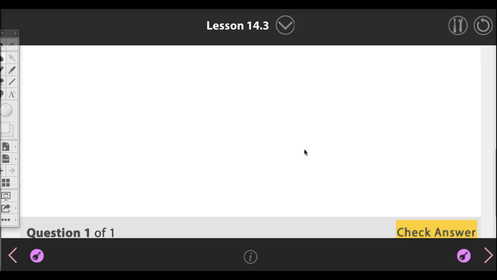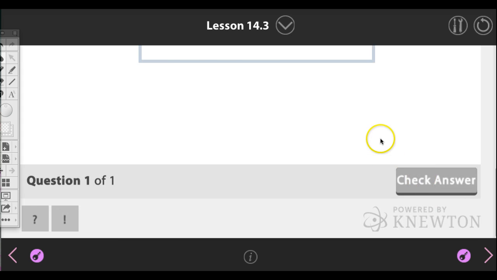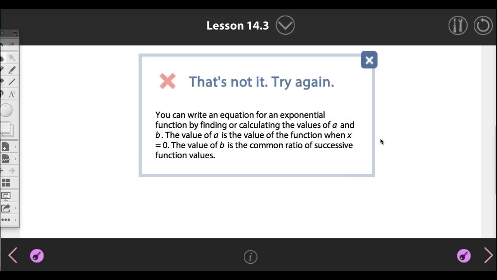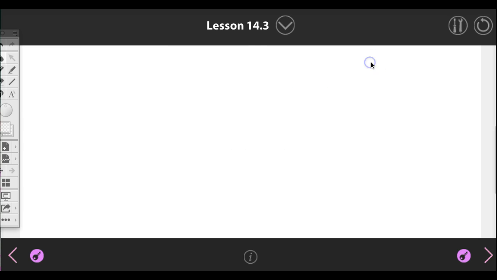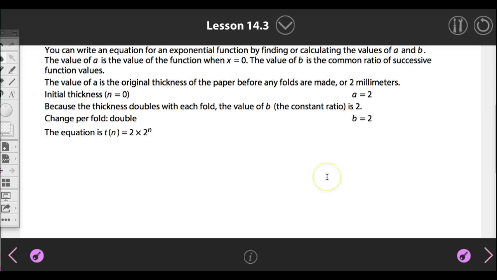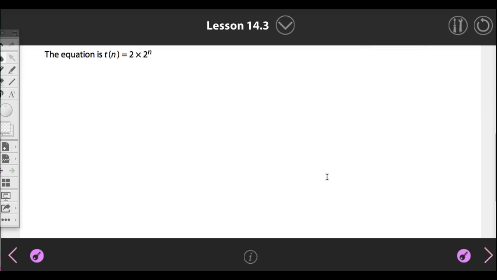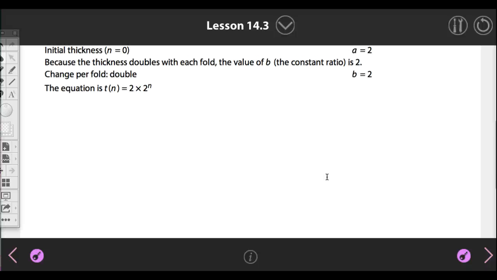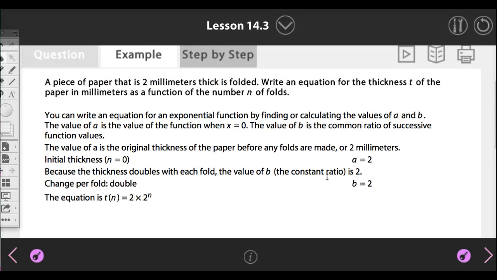So let's see if this is correct. I'm going to check my answer, and oh no, what happened? What have I done wrong? Hey, I did it right. So why did they say that I am wrong?